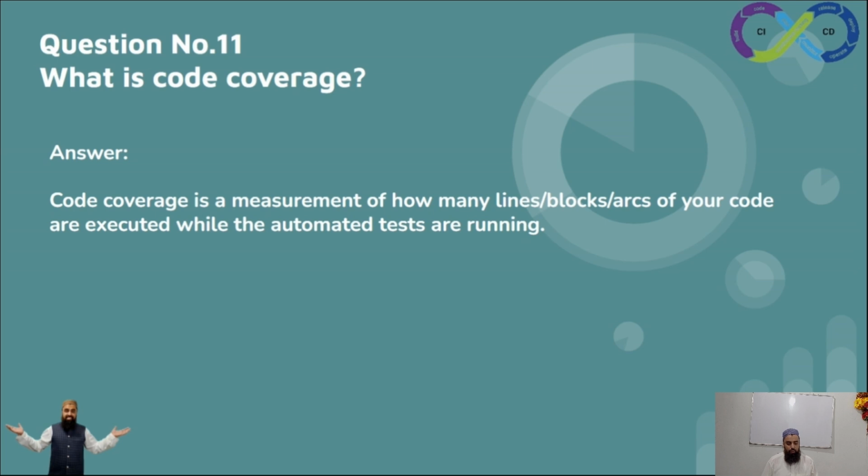Question number 11. What is code coverage? Code coverage is a measurement of how many lines, blocks, and arcs of your code are executed while the automated tests are running. So we get a result in which the code is 80% covered or 70% covered. Now we know that it is the measurement, and it is actually the testing of the code, and the lines and blocks of our code are executed in code coverage. And a tool like SonarQube is used.